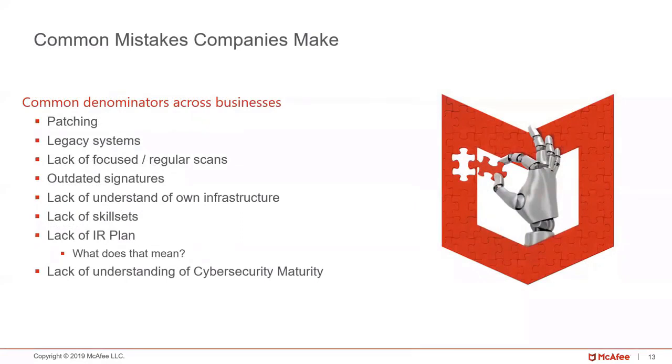Overall, common denominators we're seeing: lack of patching. We're still seeing WannaCry in customer environments. So simple patching would take care of some of the issues customers are seeing. It's on a lesser frequency, but there's still legacy systems out there. There's some patches for legacy systems, and there's no patches for others. In recent weeks, we're still having conversations, believe it or not, about Windows 95, Windows 2000.